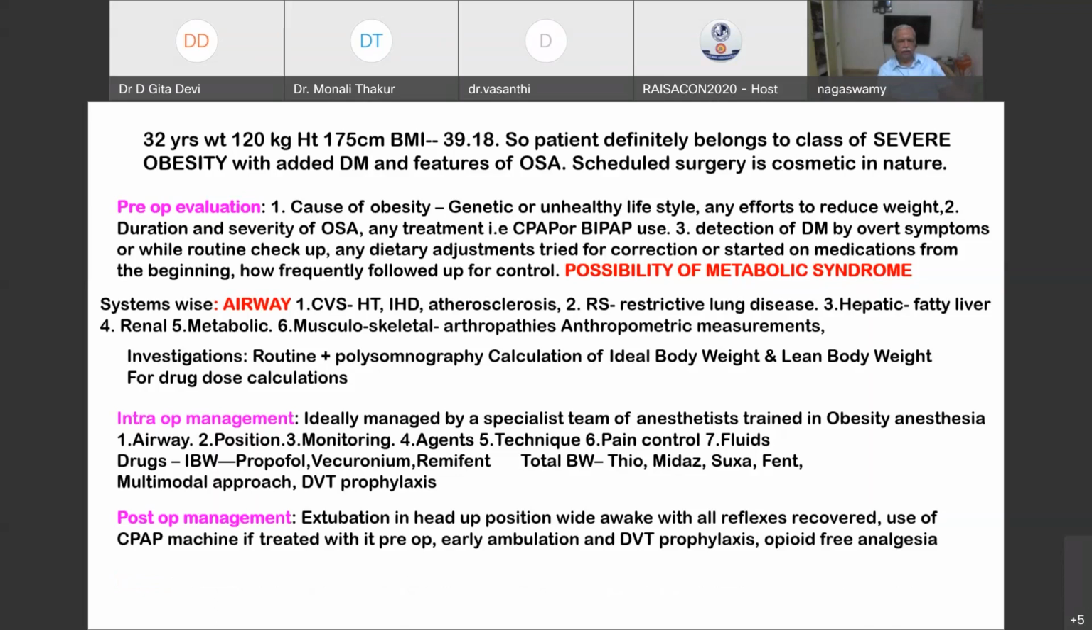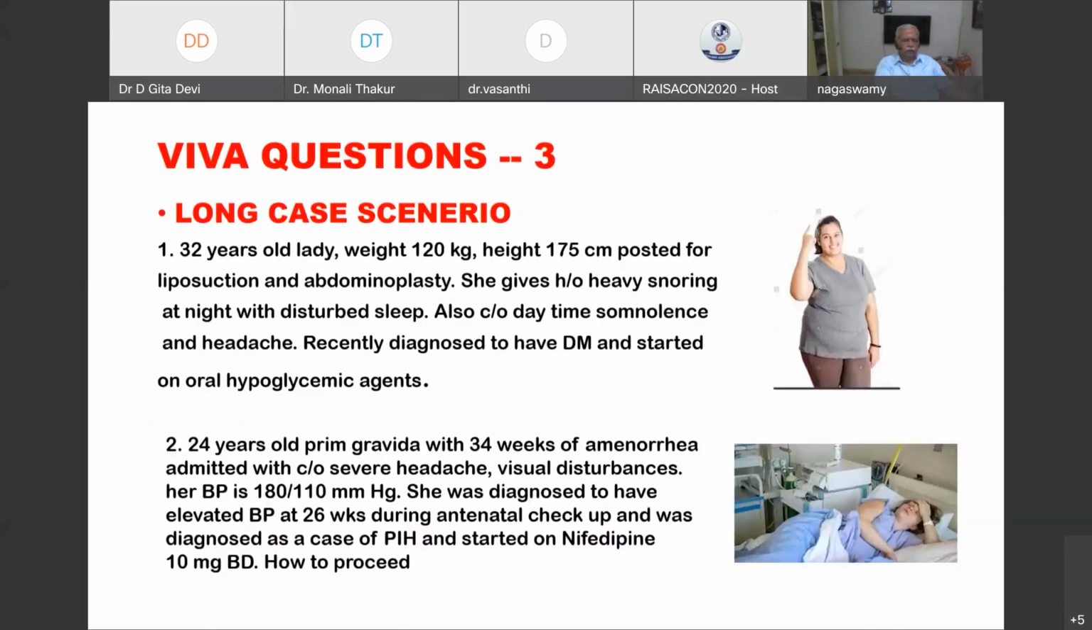Now coming to the second case scenario: this is a 24-year-old primigravida, 34 weeks of amenorrhea, admitted with severe headache and visual disturbances. BP is 180/110. She was diagnosed to have elevated BP at 26 weeks during antenatal checkup, was diagnosed as a case of pregnancy-induced hypertension and started on nifedipine 10 milligram BD. How to manage and proceed with this patient?